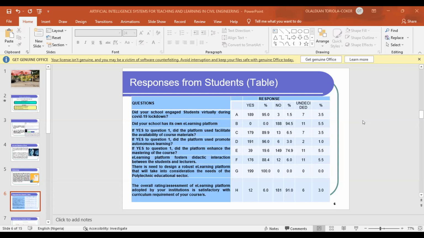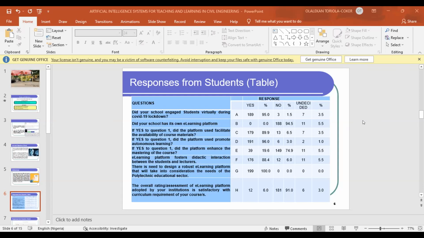I'll go further: if you say yes to question number 1, which is A, did the platform facilitate the availability of course material? You can see their responses as well. And it goes on like that.